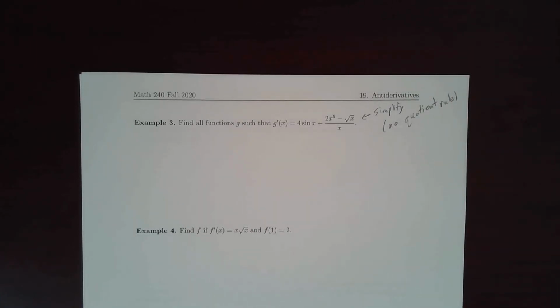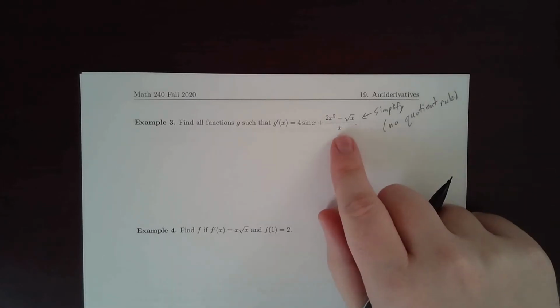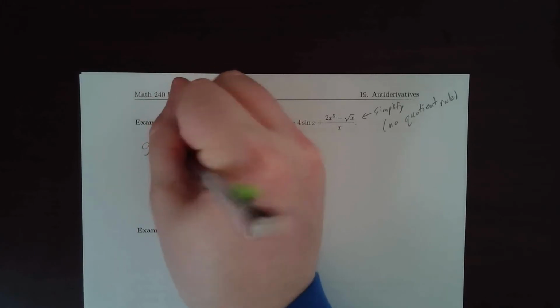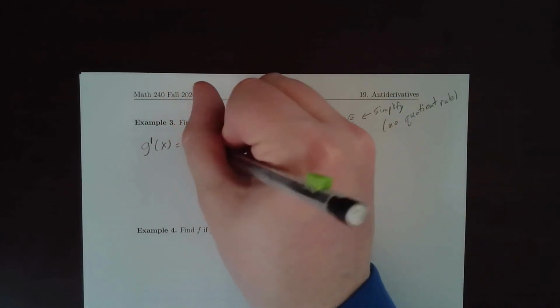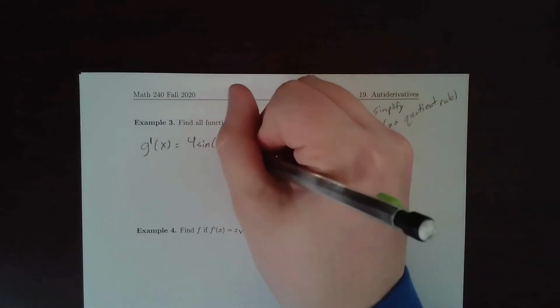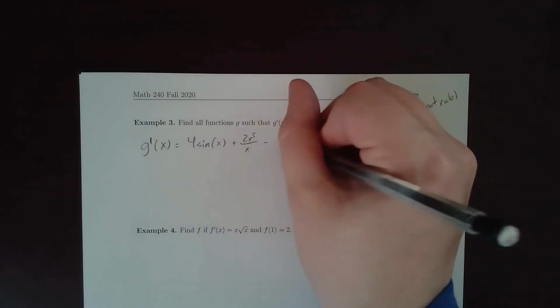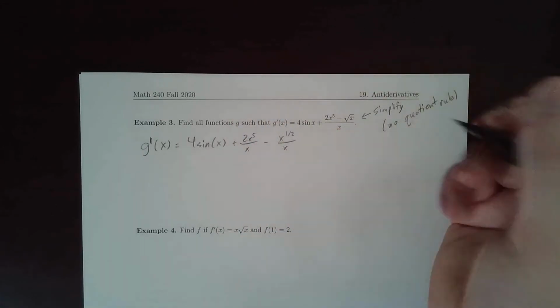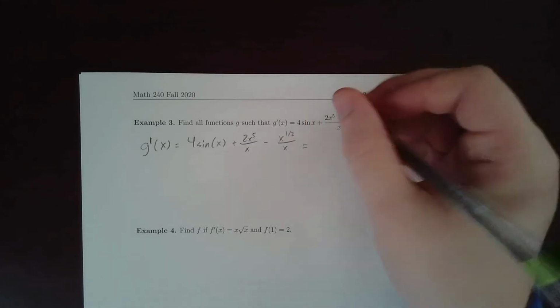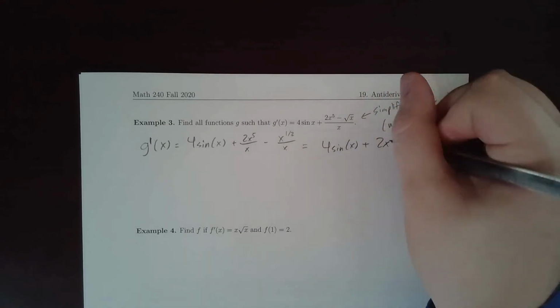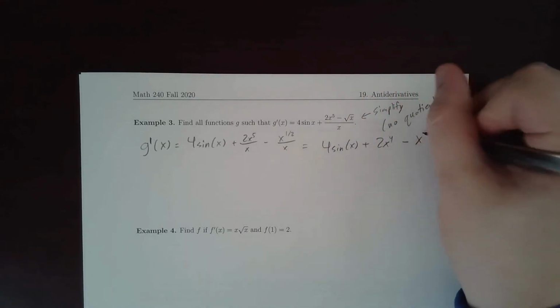So how we have product rule, chain rule, quotient rule, we'll have some things we can do to try to take more complicated antiderivatives, but for now we don't have any of that. So what we're going to do is simplify this as much as we can. So g prime of x is going to be the same as 4 sine of x plus 2x to the 5th over x minus x to the 1/2 over x, which we can also think about as being 4 sine of x plus 2x to the 4th minus x to the negative 1/2.